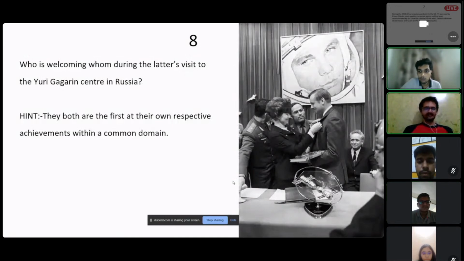So we want answers of both. Yes, two names, two very famous names. In terms of the common domain, which you can identify in this question? Yuri Gagarin Center in Russia. I think we should close it. Pounces are coming in. Okay, so the pounce has been closed. Those who pounced, please write the answer.